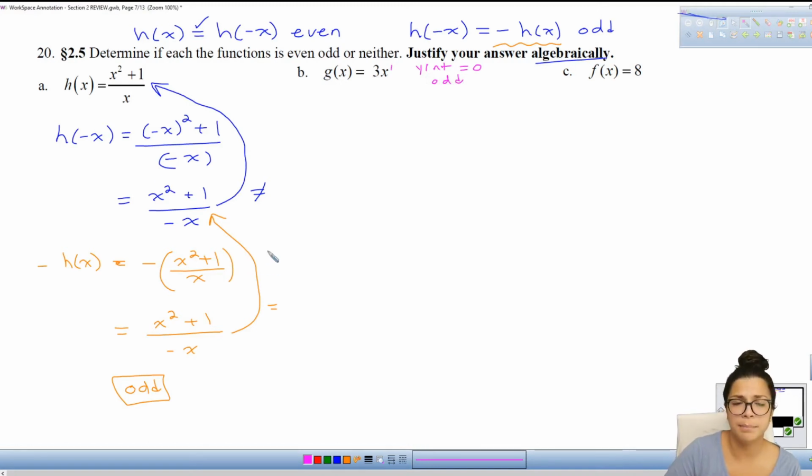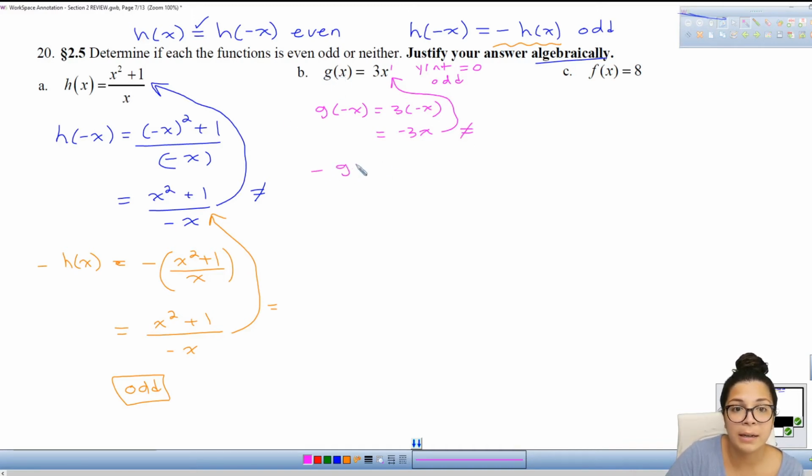However, I do need to justify that algebraically. So let's show. G of -x would be 3 times -x, which would be -3x. Notice that G of -x does not equal G of x. Now let's go ahead and find negative g of x. We take the entire function, make it negative. We get negative times 3x, which would be negative 3x. And when we compare negative g of x with g of negative x, we see that these two are exactly the same. So it is odd.